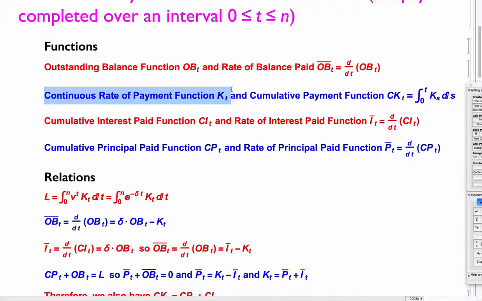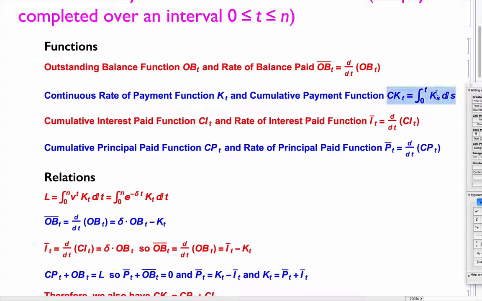You've got your continuous rate of payment function, k(t). Actually, if I was going to be completely consistent in my notation, I would call this k bar(t) to be consistent with this, because this is a rate, in say dollars per month, at which you are paying back a loan. This notation is consistent with Kellison's and Broverman's use of this idea in Chapter 3 when you've got a continuous payment stream. We can integrate that continuous payment stream, that rate of payment, to get a cumulative payment function, Ck(t). C standing for cumulative is really my notation.